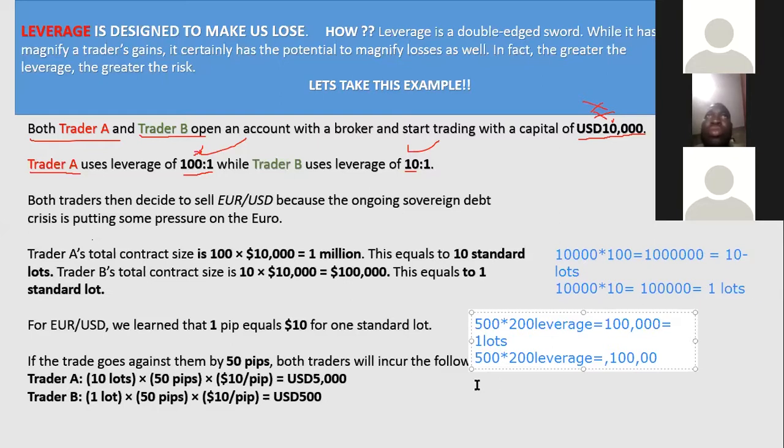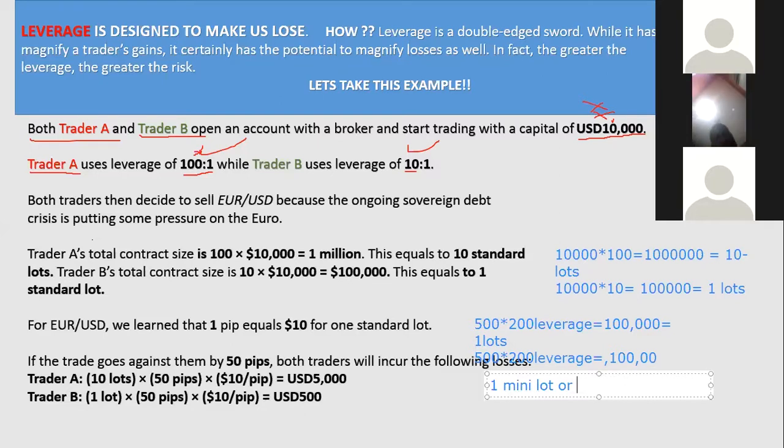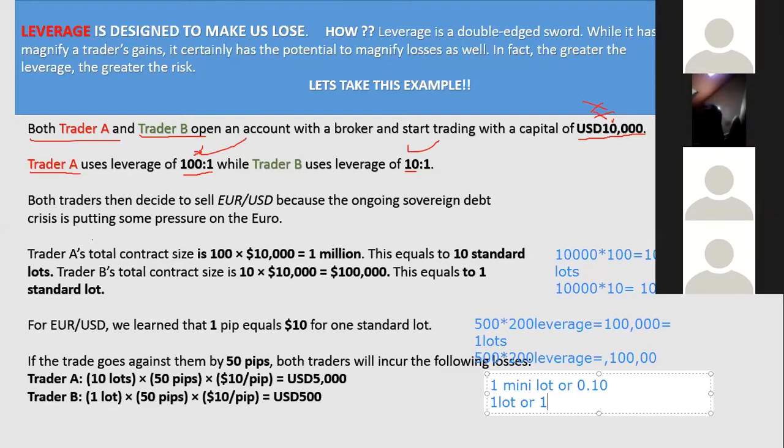Now, if I decide to buy one mini lot of Euro USD, or the same thing at 0.10 of Euro USD, and Empress decides to buy one lot, it's the same thing, right? So that's me, and that's her. Just follow my example very well.